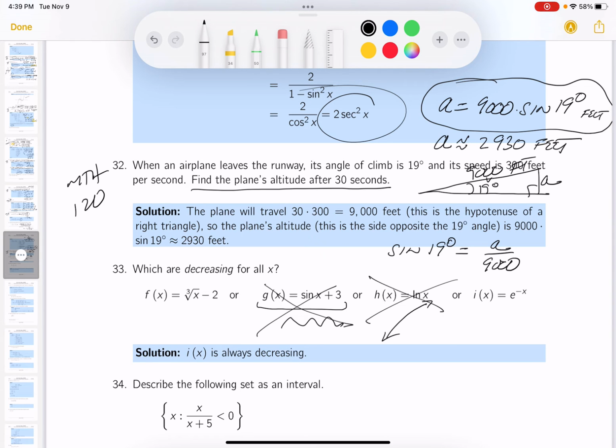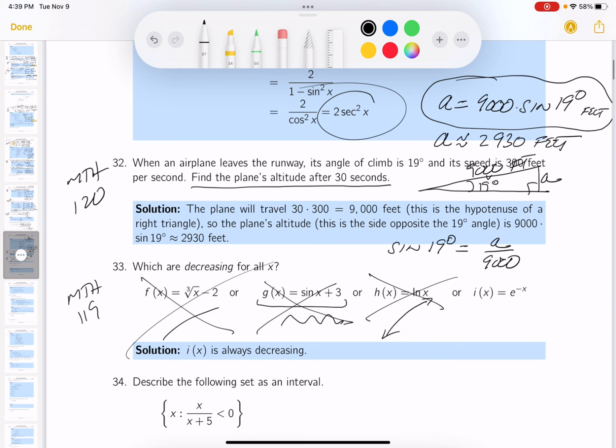Now I'm looking at the cube root function, taking away 2 from it. What's the cube root function? It sort of looks like this over here, and that's an increasing function, so this one's no good. Now what does e to the minus x look like? By the way, this is Math 119 now. What does e to the x look like?